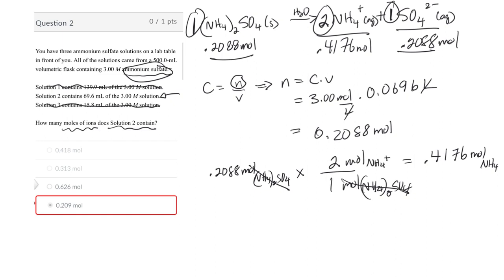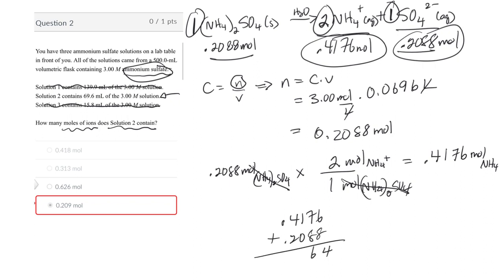And they say, what's the total? How many moles of ions does it have? So I've got to add up this one and this one. So if I have 0.4176 plus 0.2088, that's 0.626, 3 sig figs. So I'd say your total number of ions will be 0.626 moles, right there.